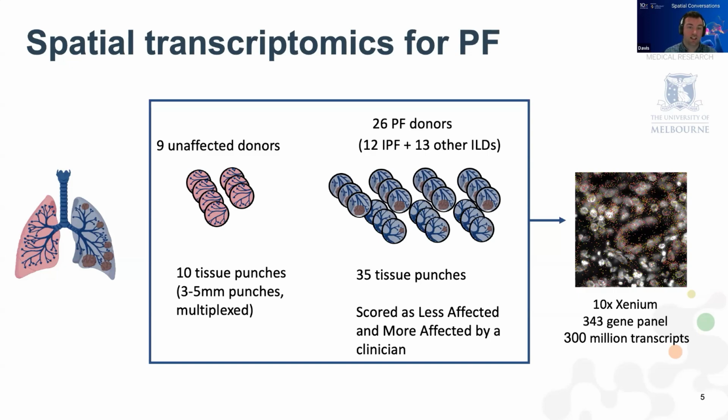Across the totality of the data set, that led us to a data set of 300 million transcripts across these 45 individual samples processed in a multiplex way on the Xenium, which as a bioinformatician is both pretty exciting and daunting to have this massive data set when it comes to the number of transcripts detected. And that's relevant to the way that we've gone about some of the analyses as I'll describe today.